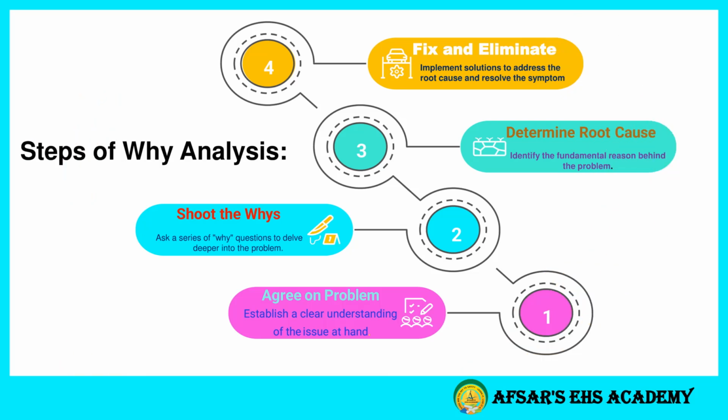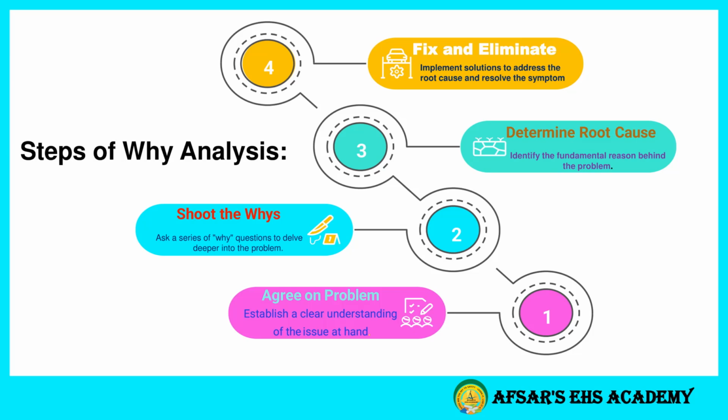These are the steps of Five Why analysis. Step 1 is come to an agreement regarding the problem. Until and unless we define the problem properly, solving it is like an uphill task. So we spend some time ensuring that we have defined the problem really well. If we detail the definition of the problem, it will become easier for us to solve it.